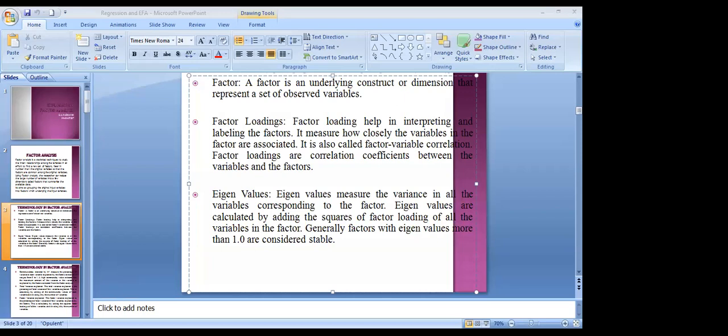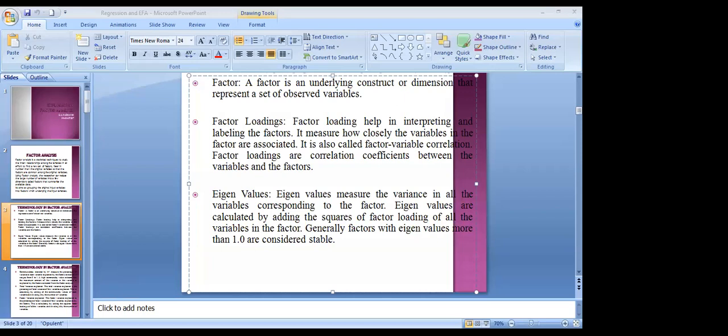Okay, what are the terminologies used? Eigenvalues measure the variance in all the variables corresponding to the factor. That means variation means to what extent they are away from the central median value. Suppose you are using Likert type, you should not use mean, because arithmetic mean is recognized as a central measurement value for measured data, not for Likert scale. So remember, always use median if you do any non-parametric based statistical analysis.